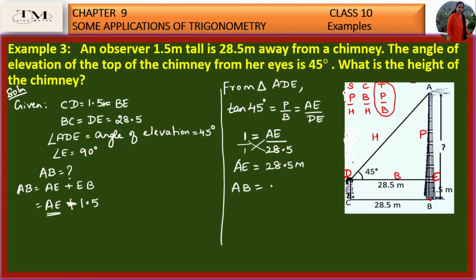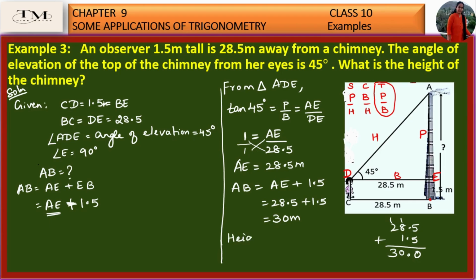What we need is AB. AB is equal to AE plus 1.5. AE is 28.5 plus 1.5. Add the values. 5 plus 5, 10. Put a decimal. Balance 1. 1 plus 8, 9. 9 plus 1, 10. So balance 1. 1 plus 2, 3. So it is equal to 30.0, so the 0 is not needed. So 30 meter. AB is equal to 30 meter, and AB is nothing but the height of the chimney. So the height of the chimney equals 30 meter.